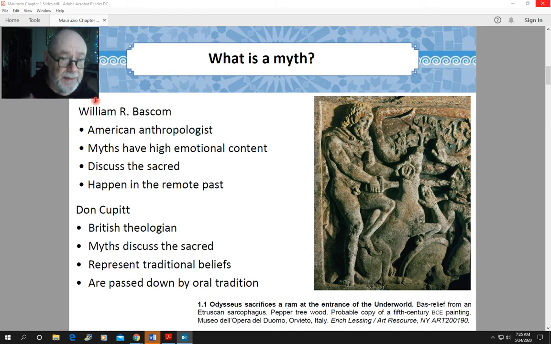So the slides that Maurizio provides have pictures which are also in your textbook. And here we have a bas-relief from an Etruscan sarcophagus made out of wood. So it's a wooden sarcophagus.